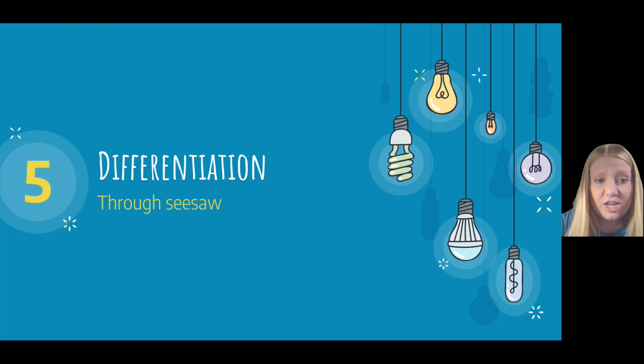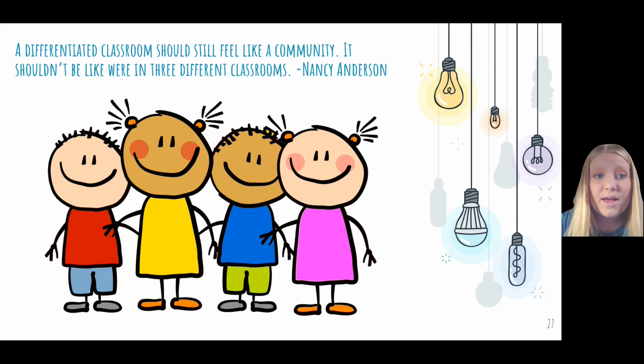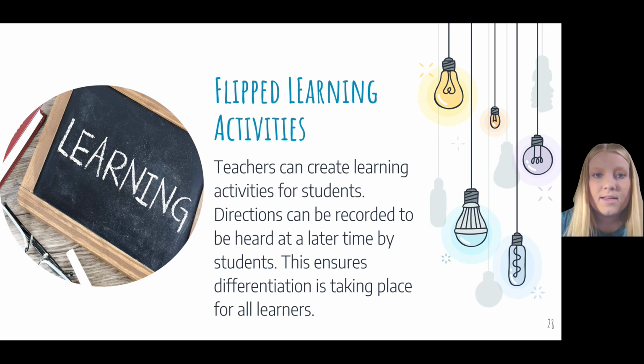Number 5, differentiation through Seesaw. A differentiated classroom should still feel like a community. It shouldn't be like we're in 3 different classrooms, and that's a quote from Nancy Anderson. So flipped learning activities that can happen through Seesaw is teachers can create learning activities for students. Directions can be recorded and heard at later times, and this ensures that differentiation is taking place and all learners are getting that same education in Seesaw and through this classroom.